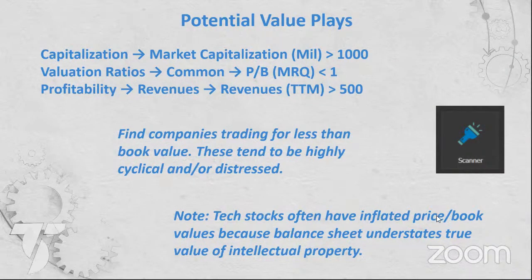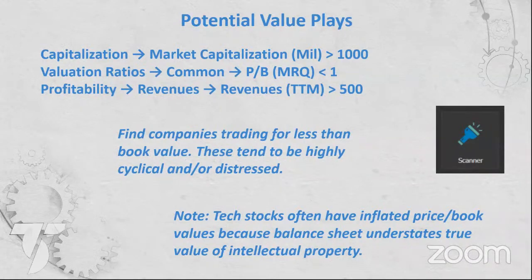Technology stocks often have inflated price to book values because the balance sheet understates the true value of intellectual property. Just think about it. If you're a software company, you spend $500 million building a piece of software, you're going to carry on your balance sheet as $500 million, but then it might actually be worth a lot more than that. Therefore, your price to book value will be way higher than what you would expect, because if you successfully build a software business with a lot of customers, it doesn't cost that much to build it.